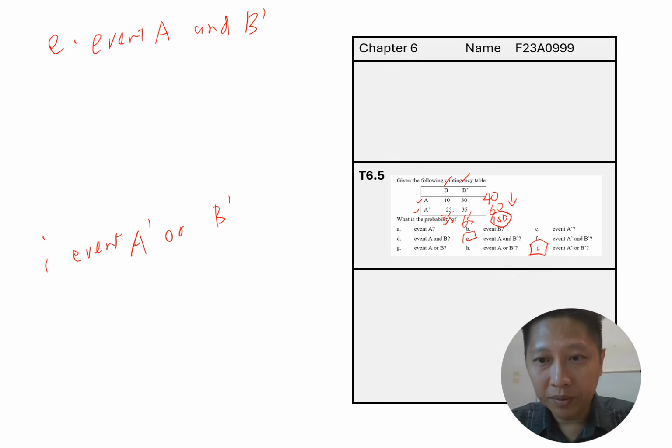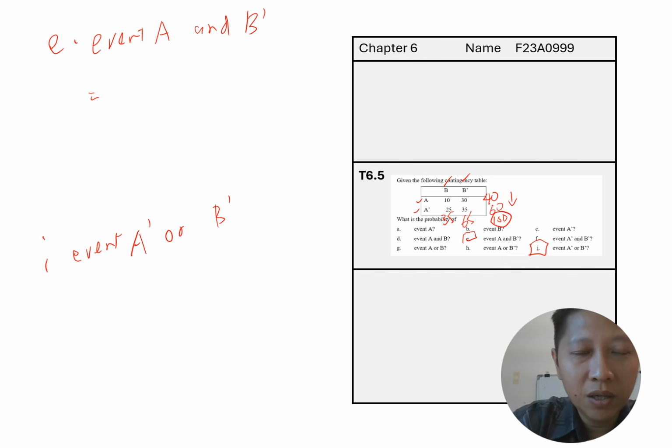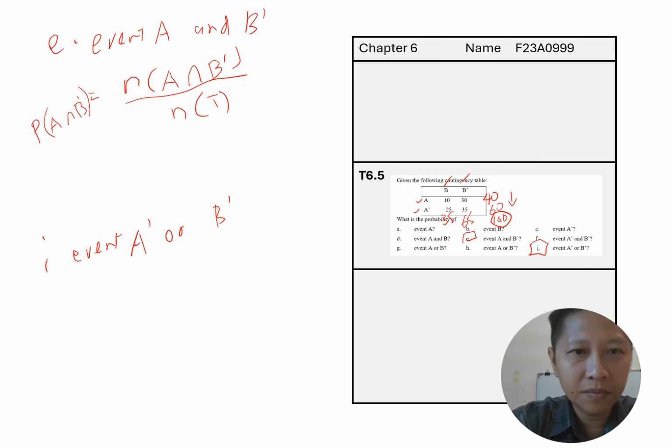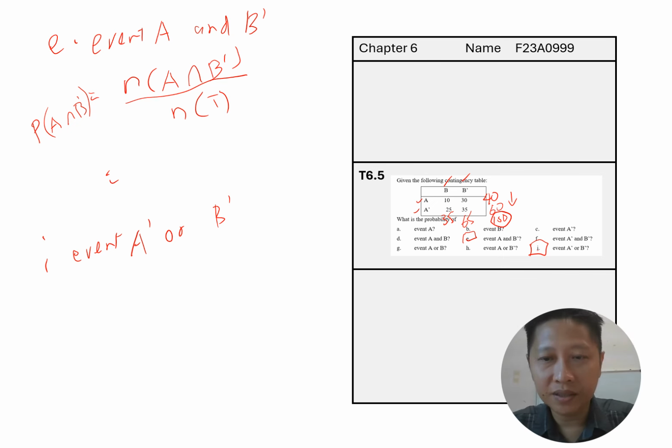In order to find the probability, we need to know the numbers. For the first case, E, event A and complement B, we need to write in a way of this: the number of A and B, divide by the N. This is how we can find the probability of event A and complement B. Now we need to include the numbers inside.